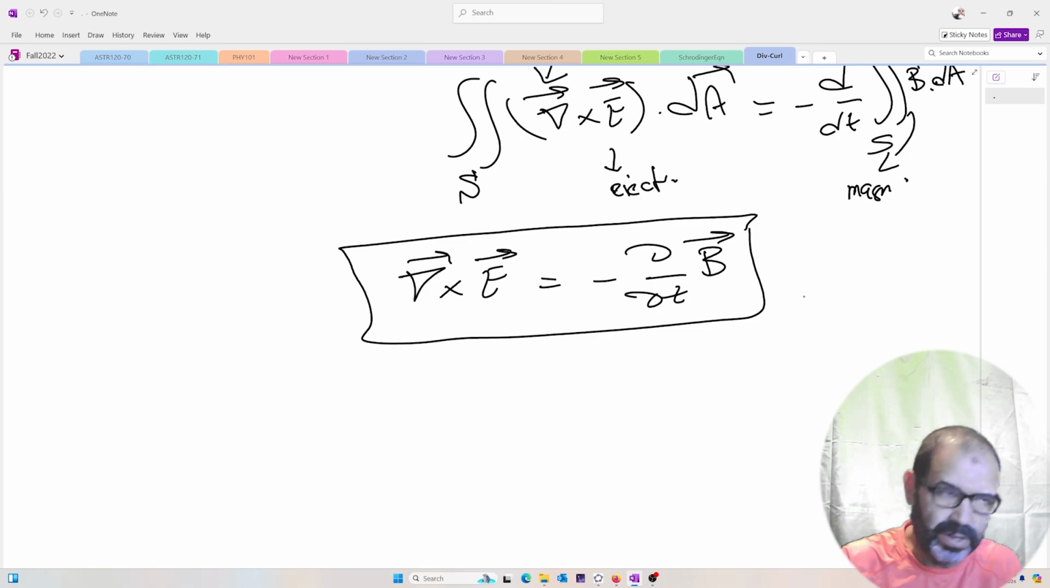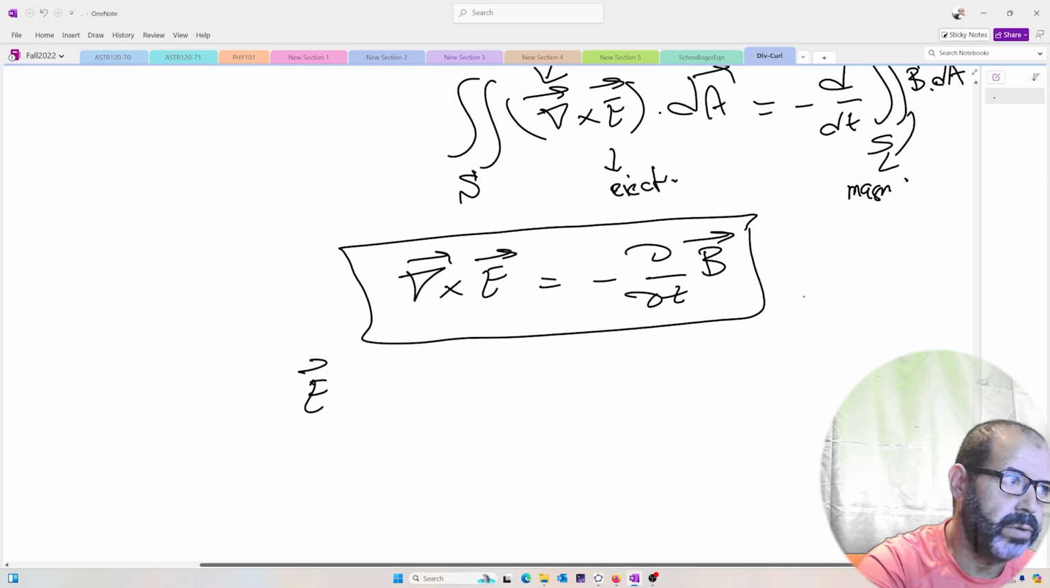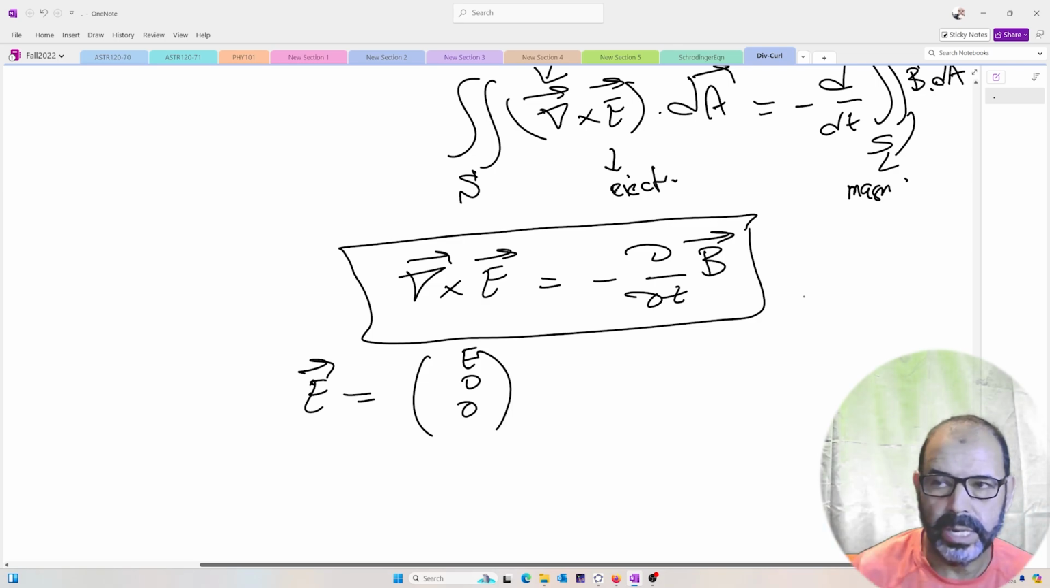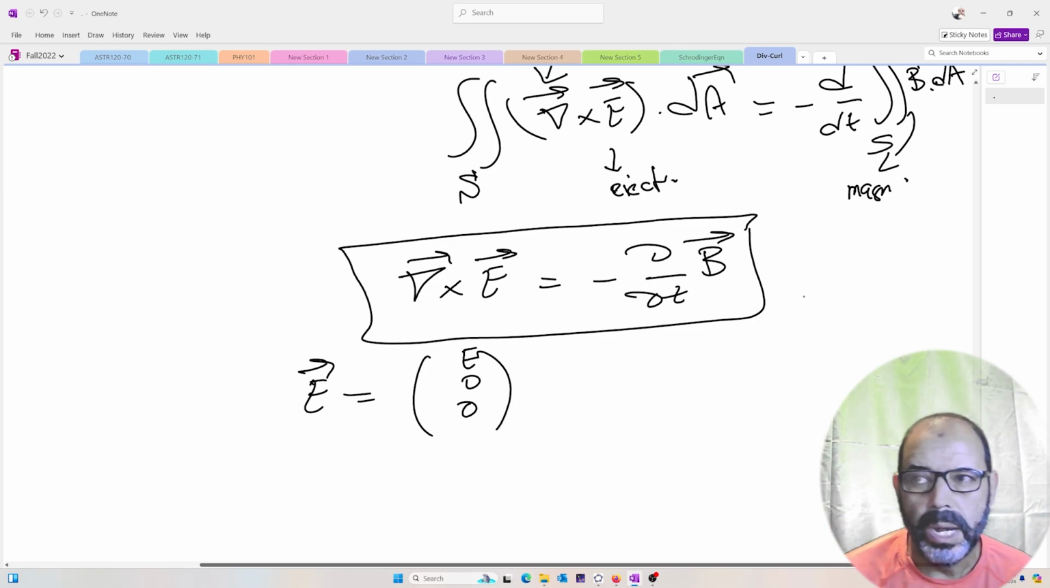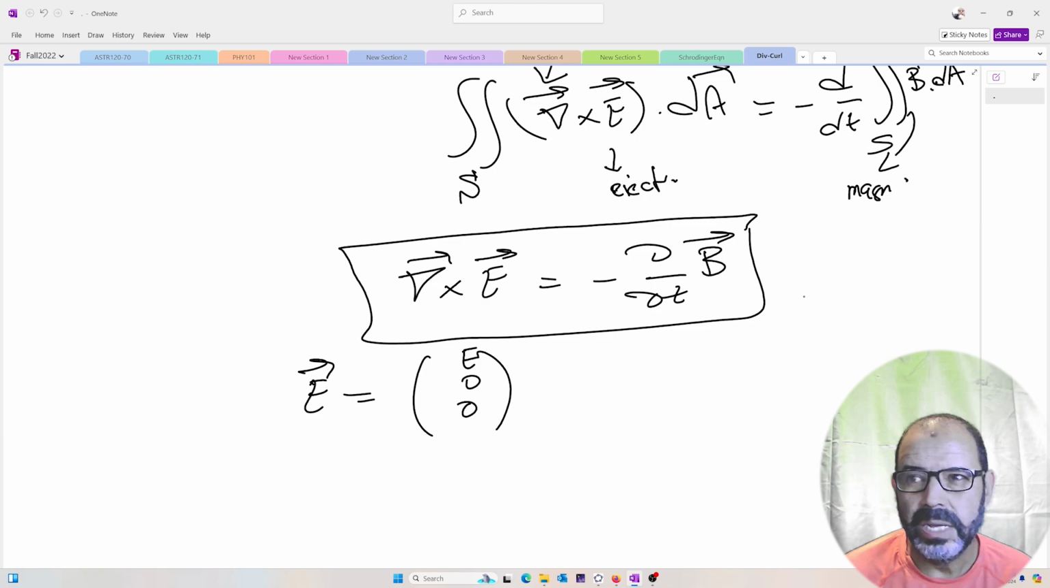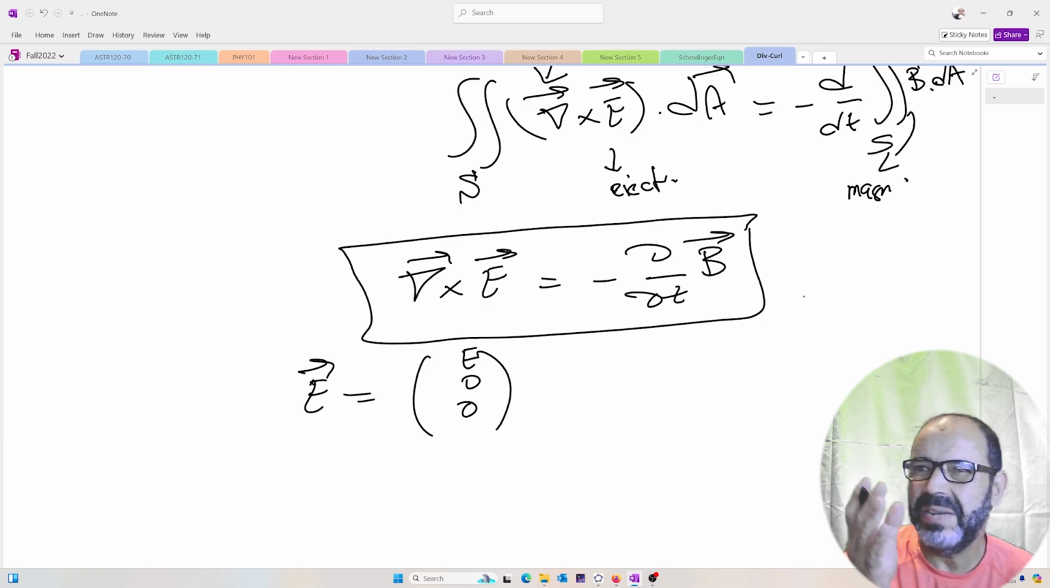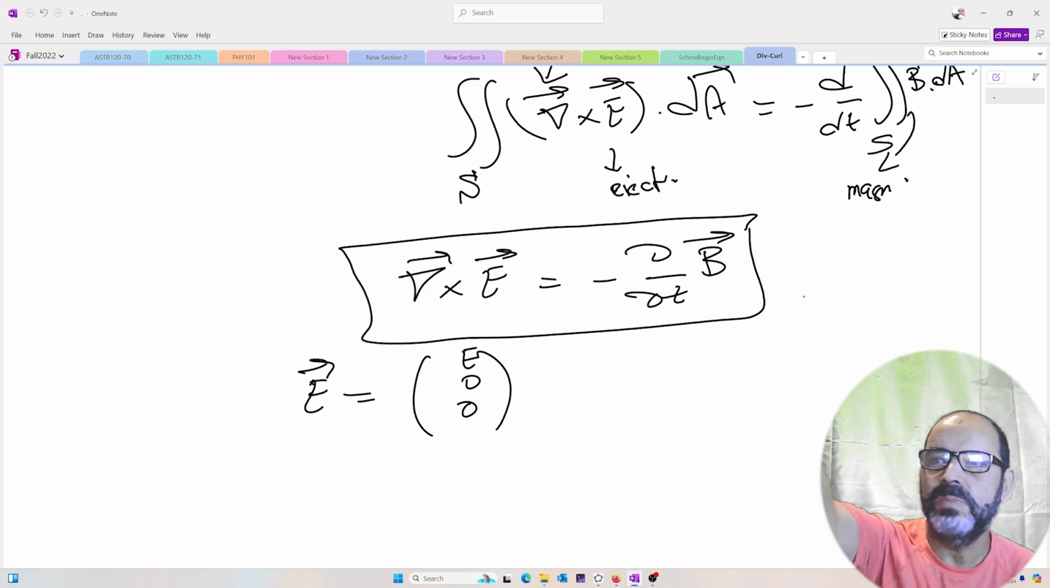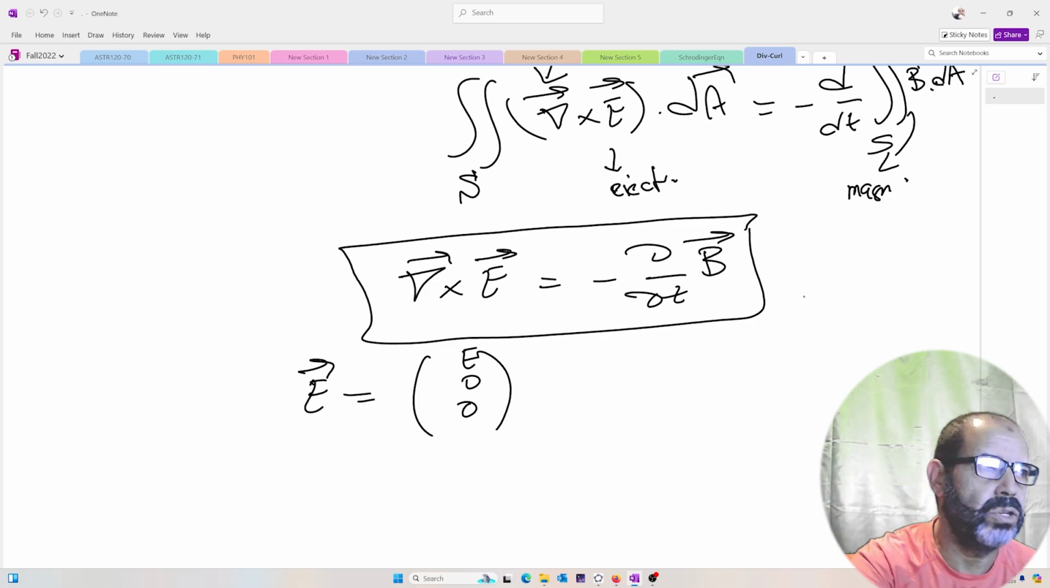That means the electric field from the get-go points in a specific direction. And let's, for the sake of simplicity, take it in the x direction. Okay, so we know which direction the electric field is pointing, number one. Number two, we're also going to make an assumption that the electromagnetic wave moves in a specific direction, and let's take that to be the y direction.